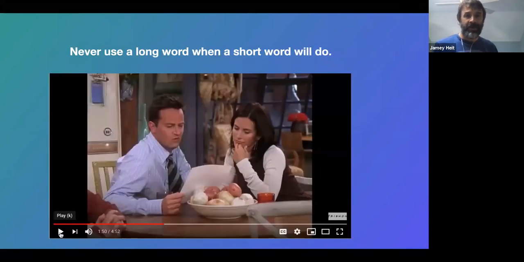The second rule is never use a long word when a short one will do. A common tendency when writing a paper is to use big words because they make us sound quote unquote smart. But Orwell's point is that that tendency is actually pretty counterproductive. And the best way to show this to students, I like to use a clip from one of my favorite TV shows, Friends, that can capture how this dynamic in the extreme leads to problems.